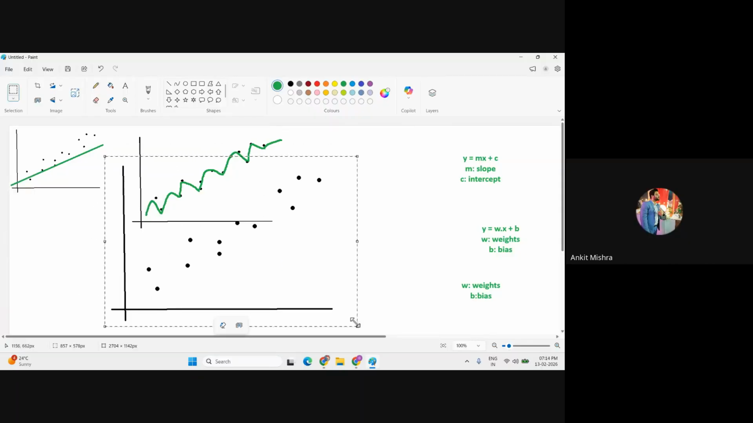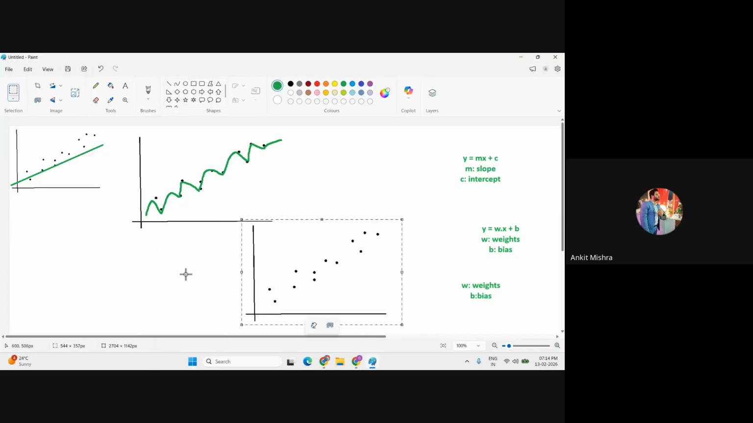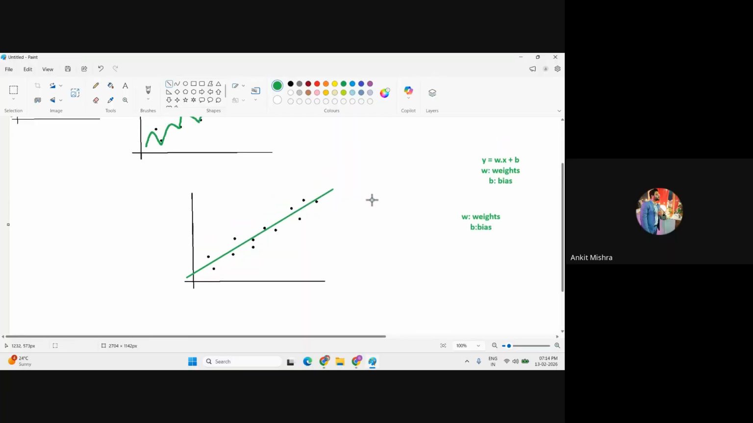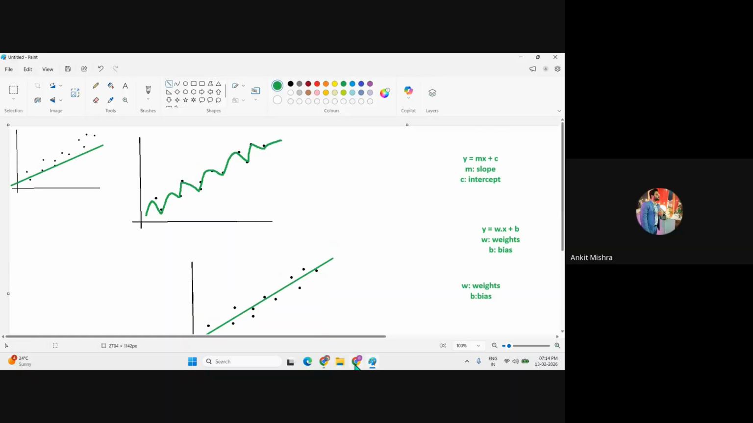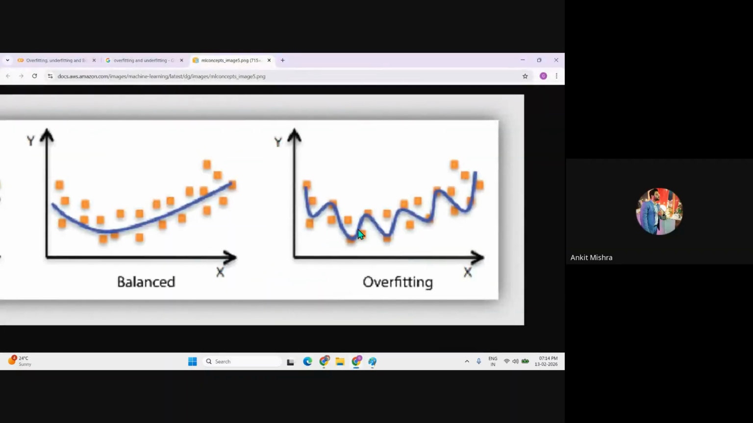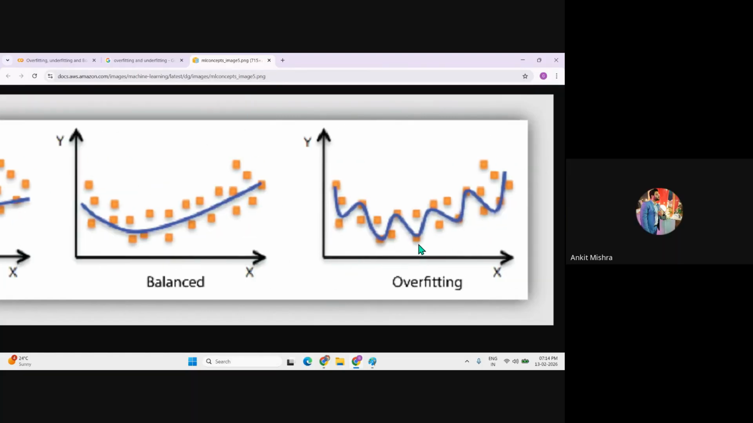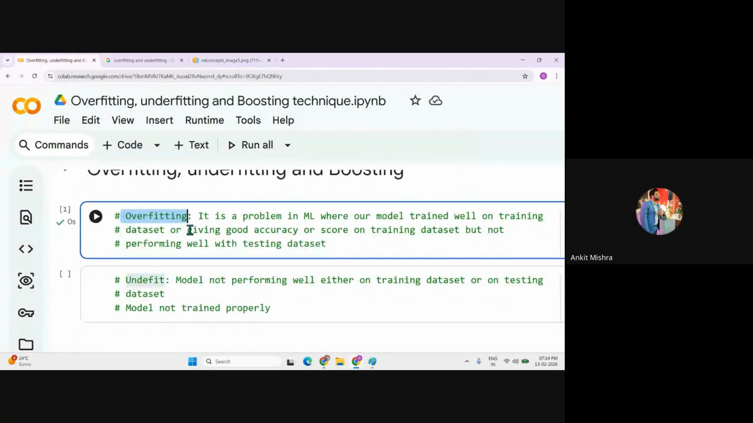Now, what about the actual approach? The actual approach should be a balanced fit. It should be neither on the underfit side nor on the overfit side. The balanced fit could be like this. It will try to find the best fit line. So while creating any model, we have to make sure it is not on either side, neither underfitting nor overfitting. It should always be on the balanced side. So this is for the interview point of view.